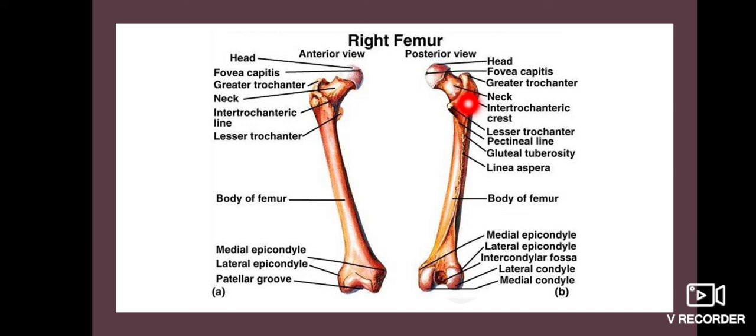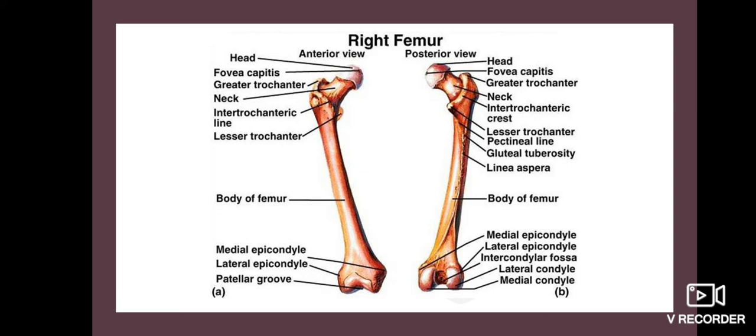These areas can be considered as posterior surface. So posterior surface is not present throughout the bone. Posterior surface is present only in the upper region as well as lower region. That is because of the division of the linea aspera.